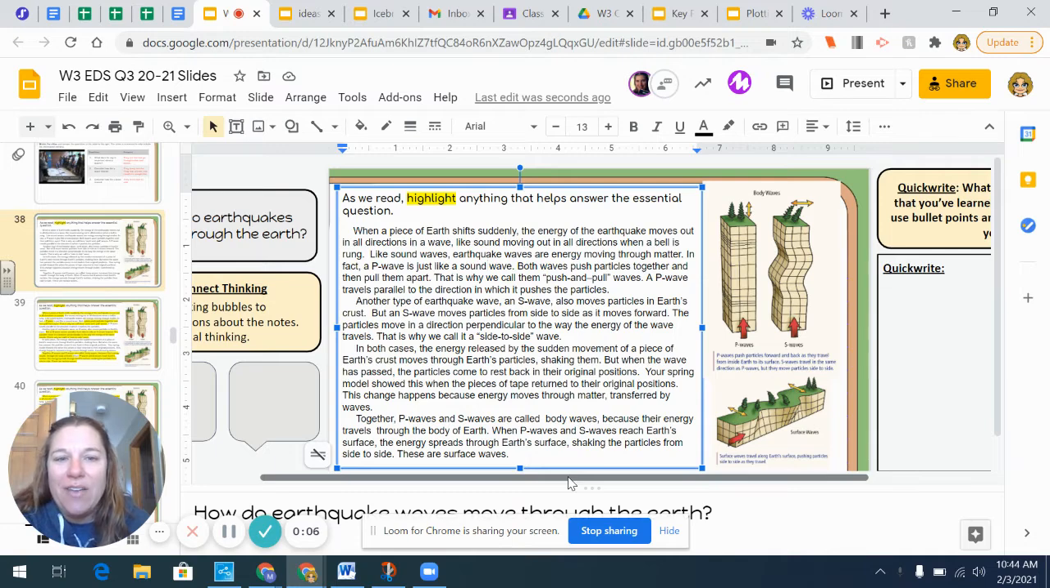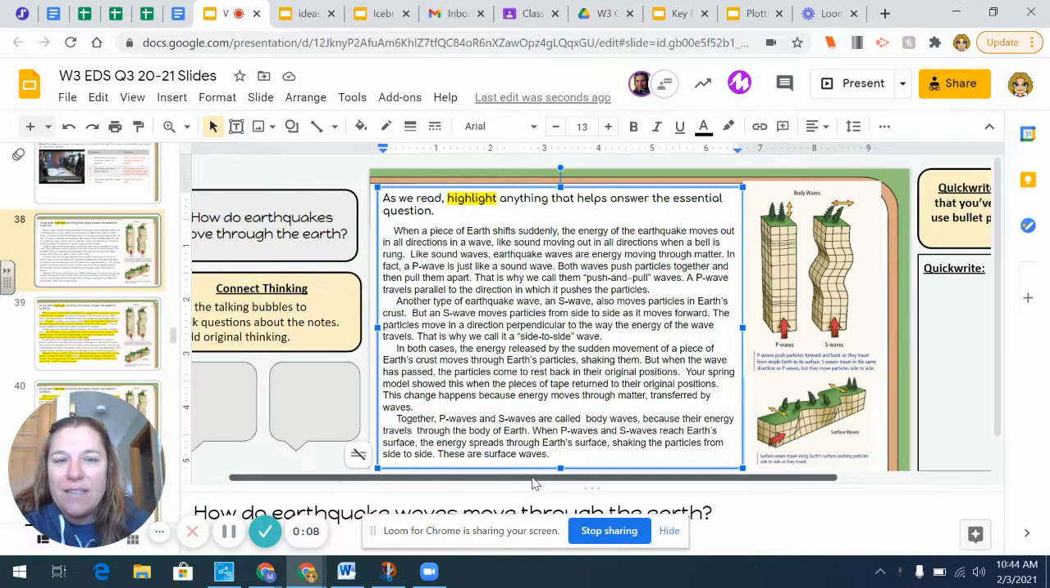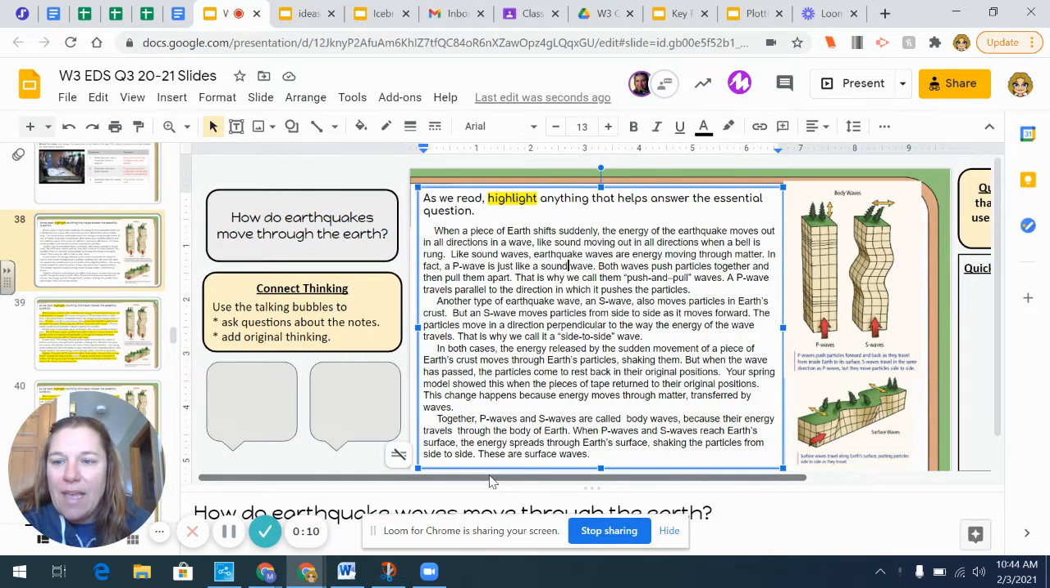We're going to be taking a look at the green slides, this reading about earthquakes. Before you start reading, it's always a good idea to look at what your purpose of reading is. Our purpose for reading this today is to figure out how earthquakes move through the earth.